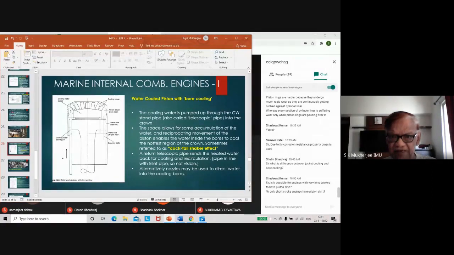So the reciprocating movement of the piston enables the water inside the bores to cool the hottest region of the crown. So when the splashing takes place, the water enters these spaces and removes the heat. And this method is sometimes called the cocktail shaker method. If you go to the roadside lassi maker, he puts the lassi, the ghee, the yogurt, the water, the ice, and a little masala in it, and he puts a cover on top, a glass, and then he shakes it up. All right.